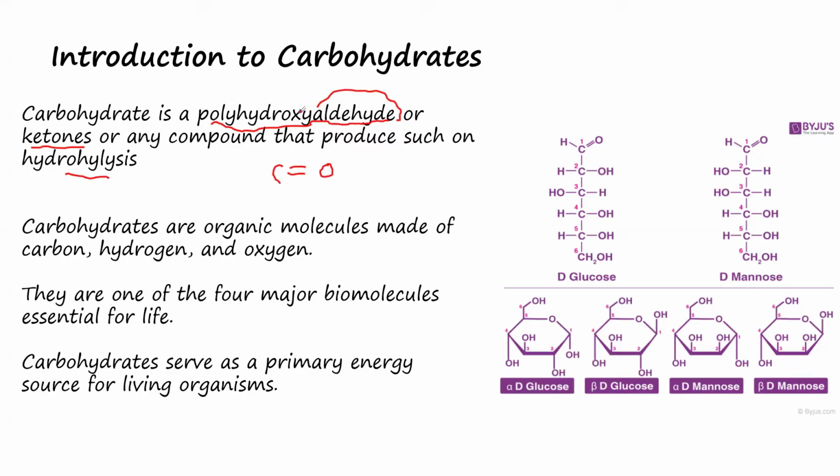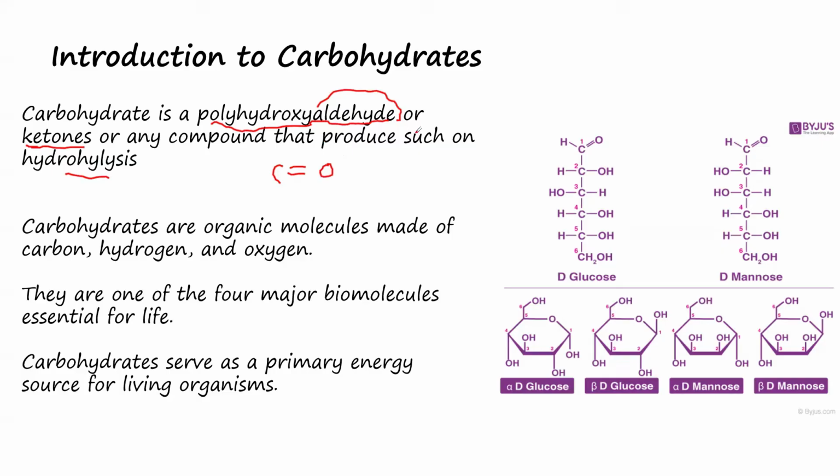So therefore, these aldehydes and ketones are a typical example of carbonyl compounds. They are of course a family of organic compounds that have a carbon to oxygen double bond. So carbohydrate is defined as a polyhydroxyaldehyde. It means that there must be an aldehyde or ketone functional group in carbohydrate.